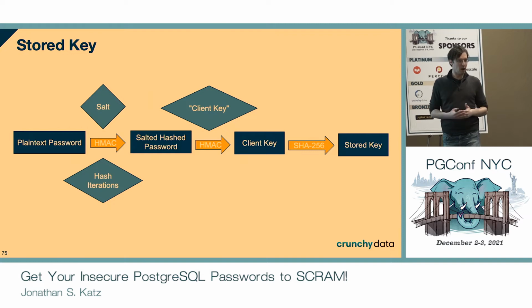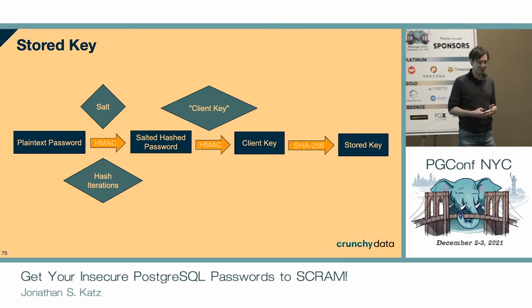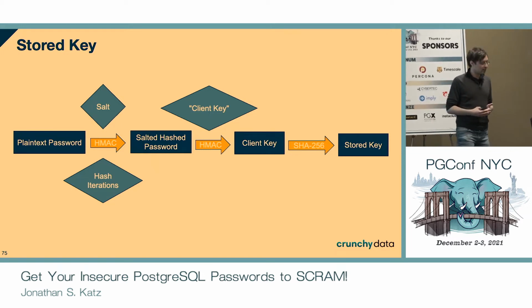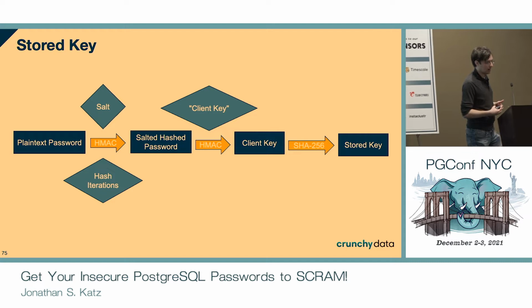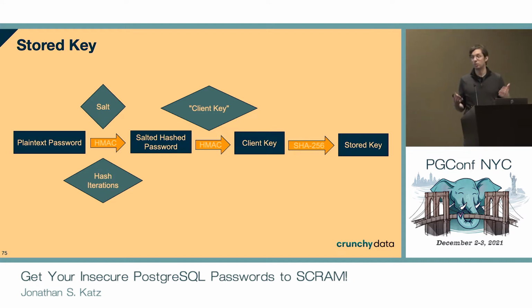One of the questions is, well, why are we doing this? The short answer is this is what the algorithm states that you should do in the RFC. But the idea is that you're introducing enough cryptographic steps that it's going to be very hard to derive the password, at least in a reasonable amount of time. We'll also see why the stored key is very useful when we go through the actual SCRAM algorithm.